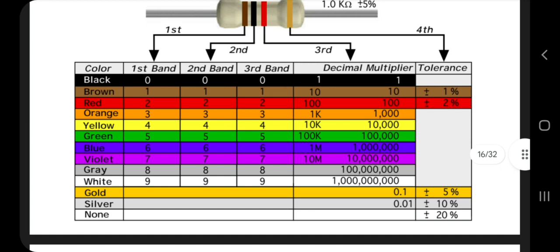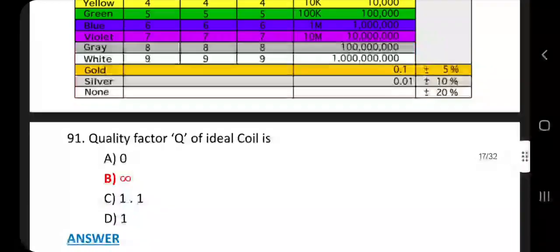Likewise, the tolerance for brown is plus or minus 1% and for red it is plus or minus 2%. For gold the tolerance is plus or minus 5% and for silver it is plus or minus 10%, and for no color the tolerance is plus or minus 20%. Also the decimal multiplier for gold is 0.1 and for silver it is 0.01.